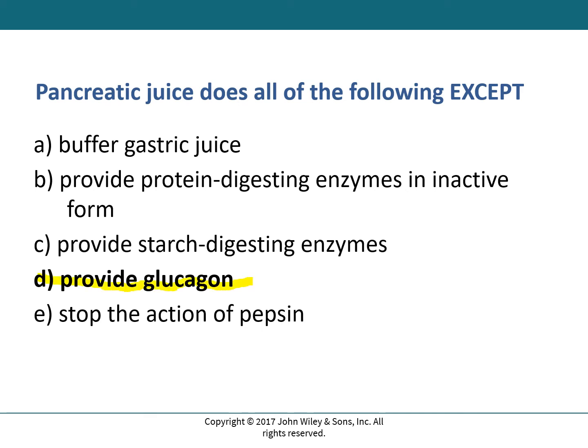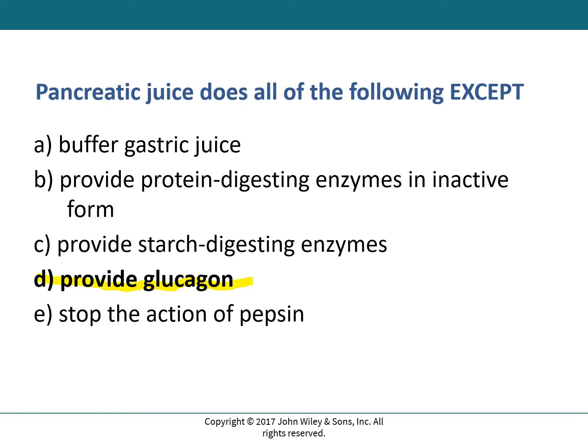Yes, glucagon is secreted from the pancreas, but it's secreted from endocrine cells, not exocrine cells. Endocrine cells secrete glucagon, and if you recall, endocrine means it's going to secrete directly into the blood. You're not going to secrete into the lumen of your GI tract, but instead into the blood. So that's why that one's not true. But the other things are true.